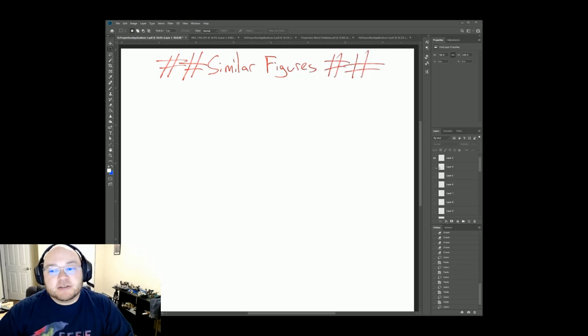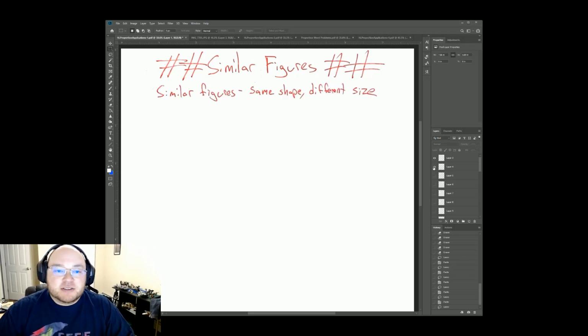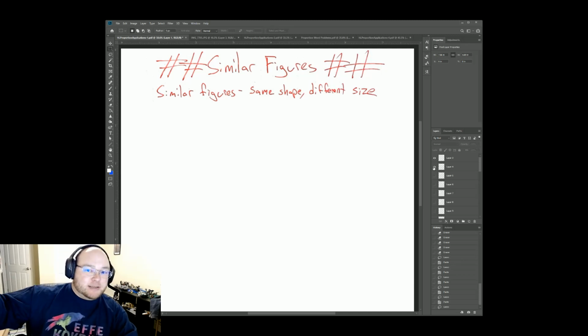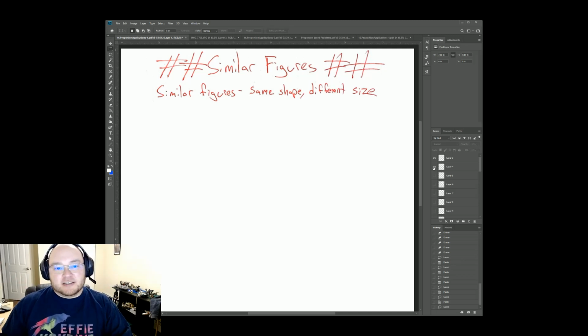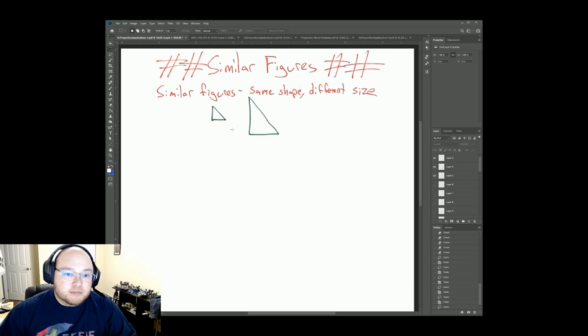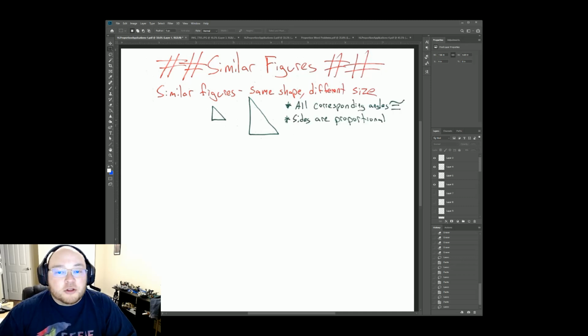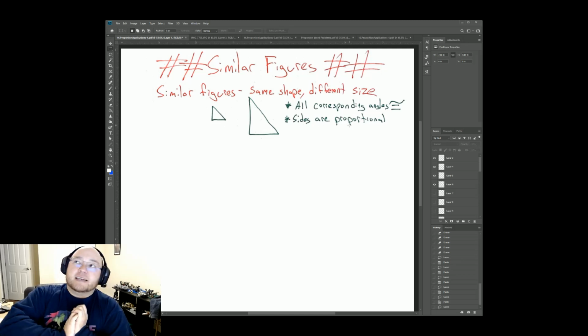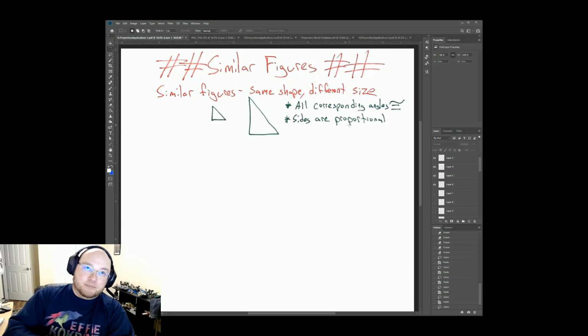So similar figures, all we're really talking about are shapes that are the same shape but a different size. So in every respect, they're the same except for their size. Boom, boom. Two triangles that are similar, they're basically the same triangle, but one's just been blown up a little bit more. So all the corresponding angles are the same and the sides are proportional, and that's the key. They're proportional. And if you don't remember from the last set of notes, proportional means equal ratios, and that's the word.